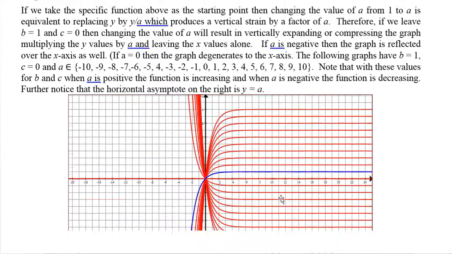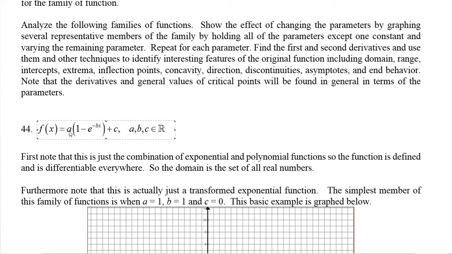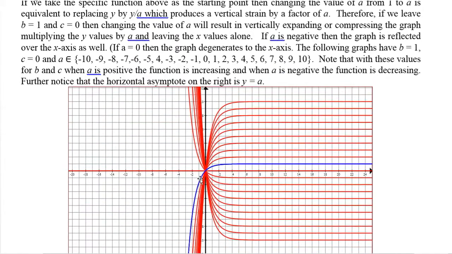Now, if we take that specific function above, what happens if we change the value of a? So for now, let's leave the c 0 and the b 1 and just change the a. Well, notice changing a is the same as replacing y, or f, by y over a, which would produce the a value here by multiplying both sides by a. So we know in general that if you replace y by y divided by a, that gives us what we call a vertical strain by a factor of a. So everything is going to leave the x values alone and multiply the y values by a in the table.